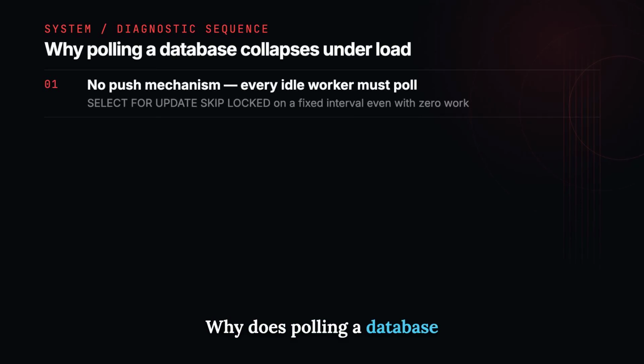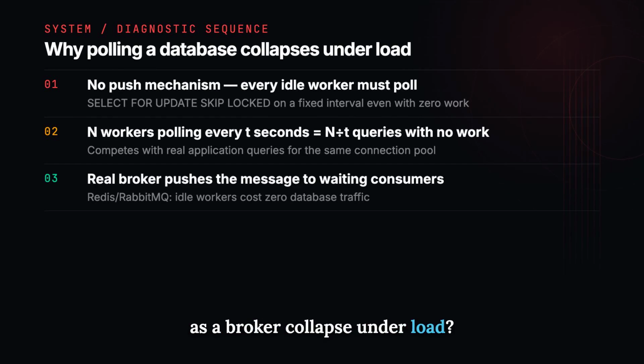Why does polling a database as a broker collapse under load? A relational database broker has no push mechanism, so every idle worker must run a SELECT FOR UPDATE style poll on a fixed interval. With n workers polling every few seconds, the queue table absorbs read queries even when there is zero work to do. This traffic competes directly with the application's real queries for the same connection pool and disk I/O. A real broker like Redis or RabbitMQ instead pushes the message to a waiting consumer, so idle workers cost nothing.